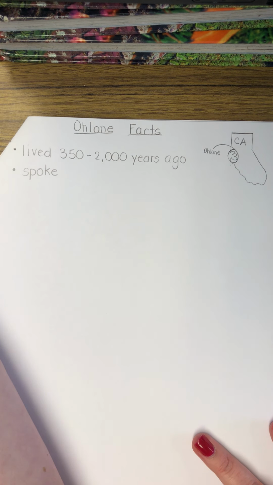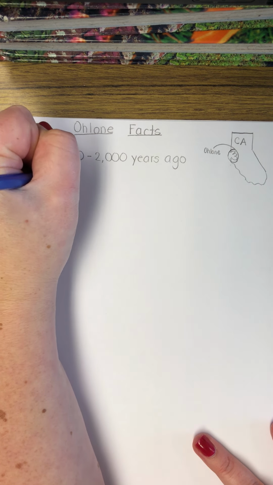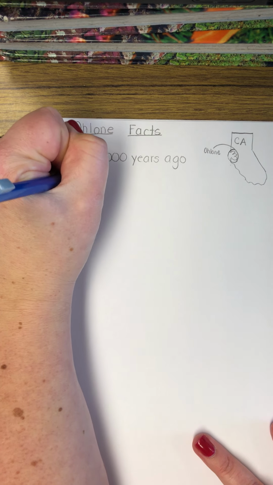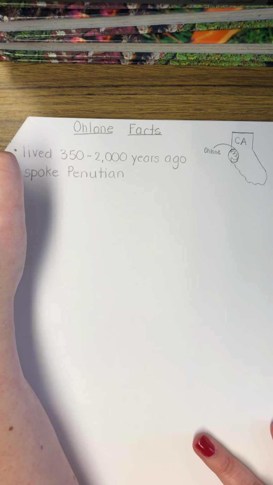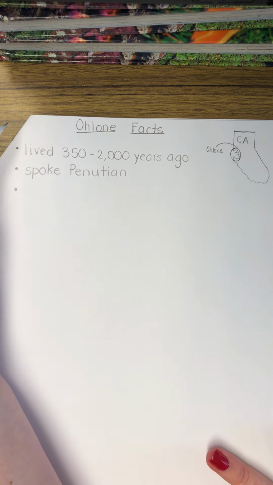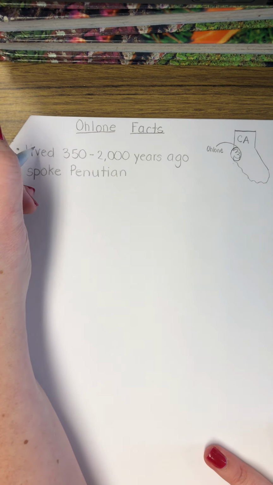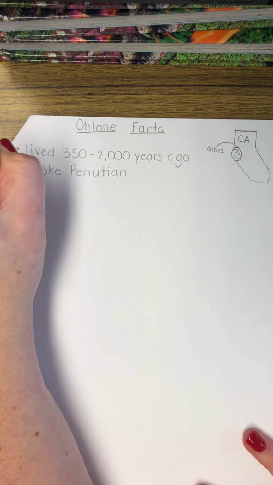Okay, so they spoke a language called Penutian. Penutian is spelled like this. Okay, they did not speak English. Remember, English wasn't brought over till much later. This was their original language. Even though they lived 350 to 2,000 years ago, they lived in small groups. They didn't live in big old cities like we did. They lived in something called a tribe.